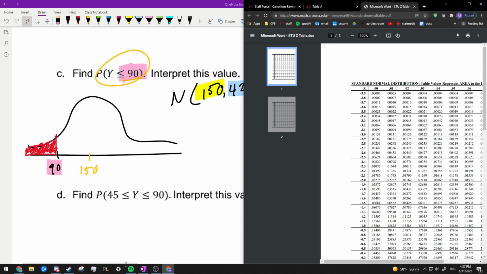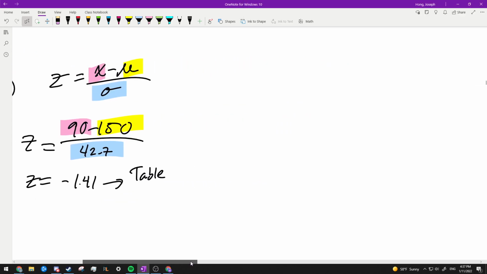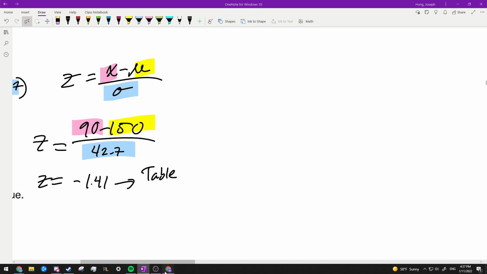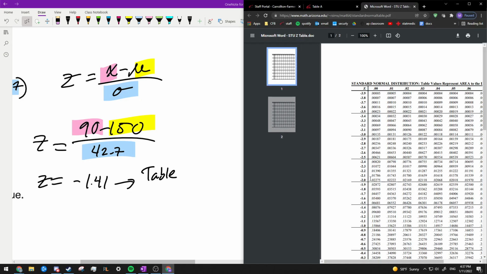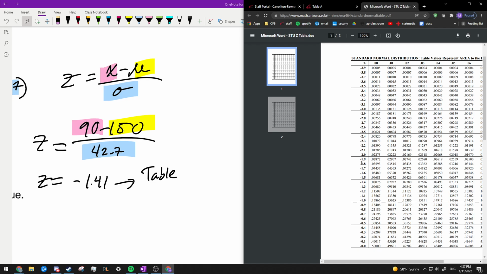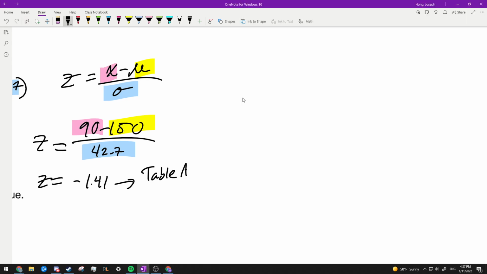So if I use table A, I have negative 1.41 as my z-score, which is right here in table A, which ends up being 0.0793.